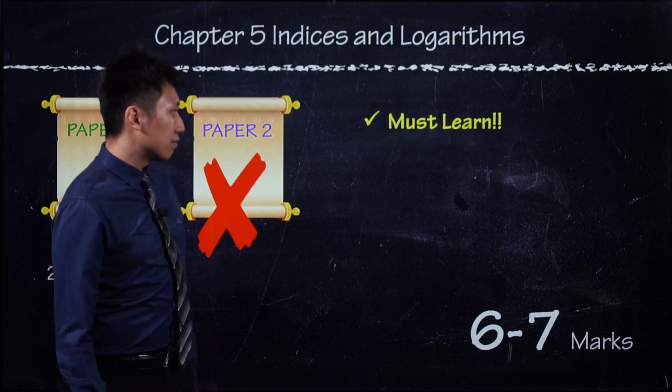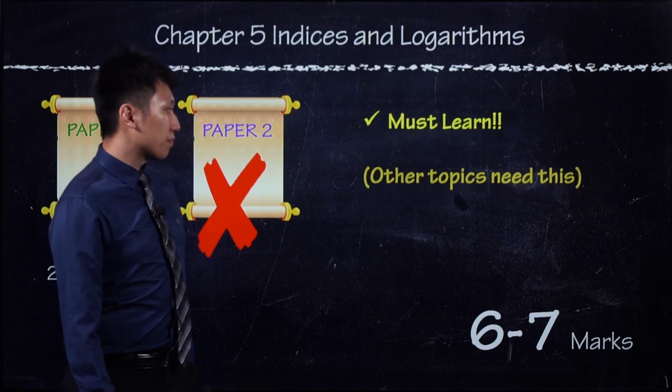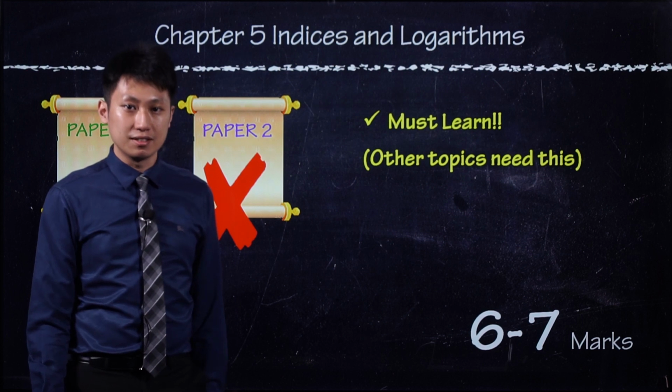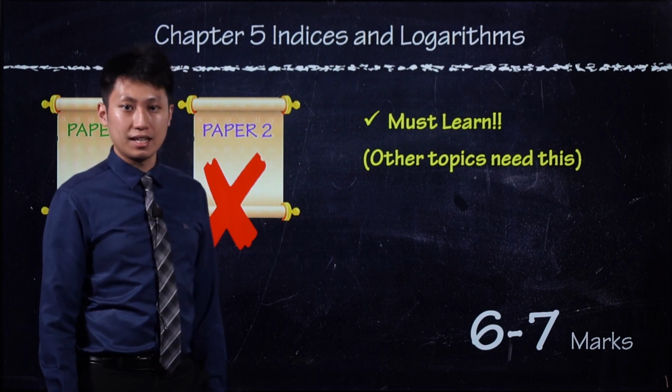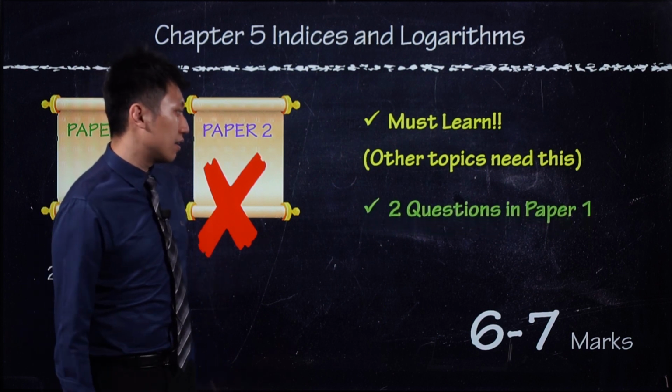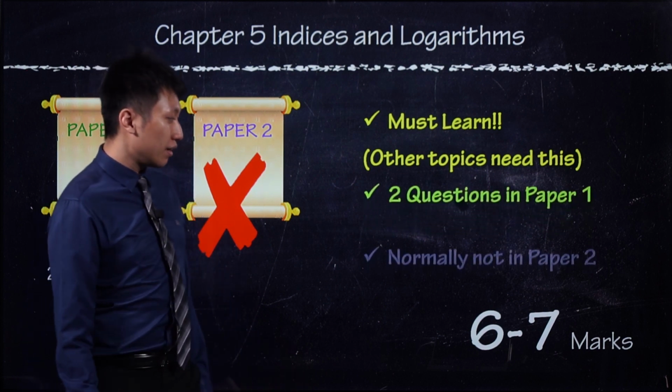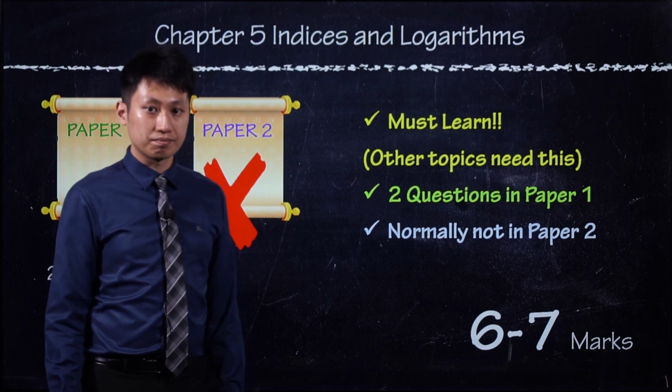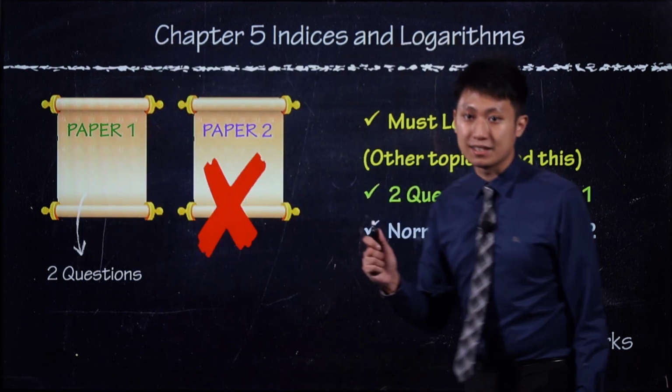What else? This is a must-learn topic. Why? Because other topics need this one. Let's say you want to do some simplification, you'll need this. 2 questions in paper 1, and normally not in paper 2. Okay, so let's get this started.